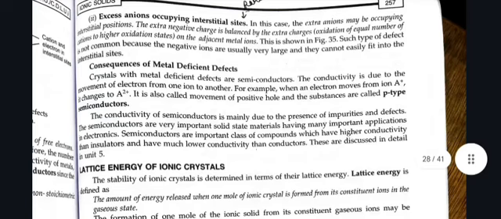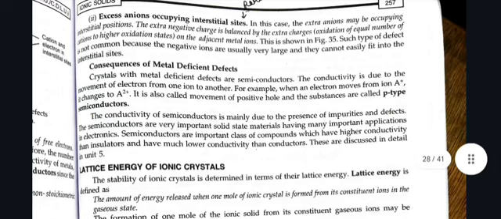The conductivity of a semiconductor is mainly due to the presence of impurities and defects. The semiconductors are very important solid state materials having many important applications in electronics. Semiconductors are an important class of compounds which have higher conductivity than insulators and much lower conductivity than conductors. These are discussed in detail in unit 5.